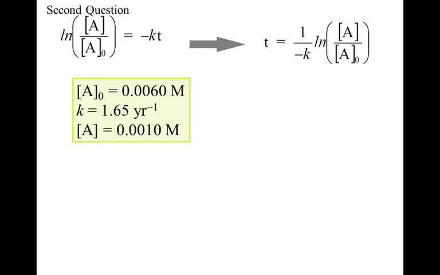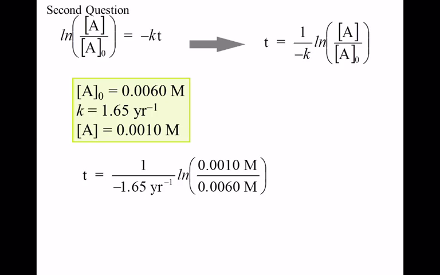So here we go. I guess we could rearrange this, isolating time. Isolating time, we take the inverse of the negative rate law constant times the natural log of the ratio of A to A0. And we know all of that stuff. So here it goes. Time is equal to negative inverse of k. So time is equal to 1 over negative 1.65 reciprocal years.